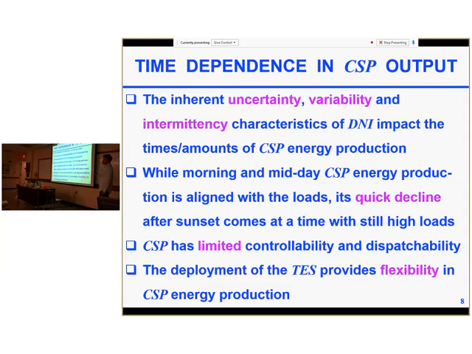And the CSP also has limited controllability and dispatchability because we cannot ask the sun to shine in the evening or not shine in the afternoon. But the deployment of the thermal energy storage provides considerable flexibility in the CSP operation and the energy production.